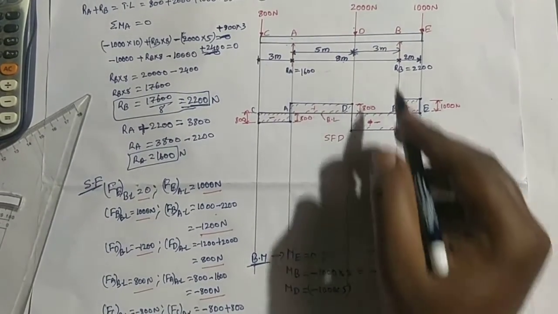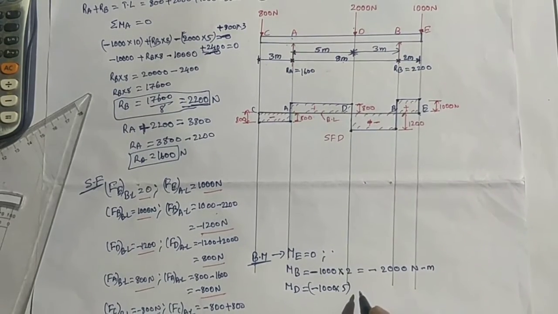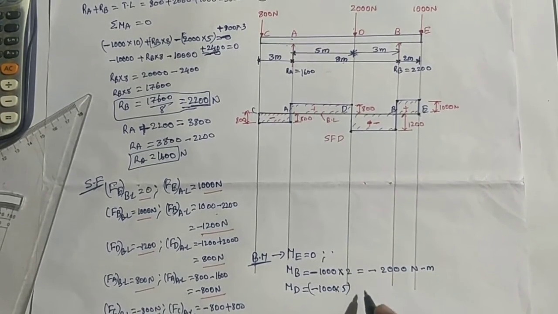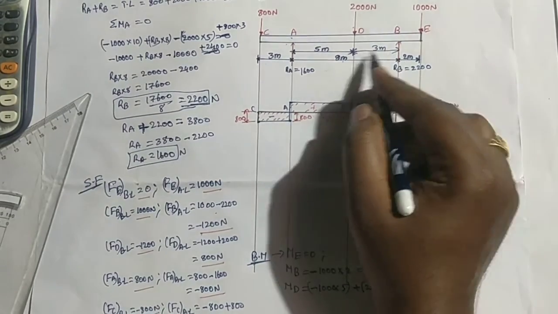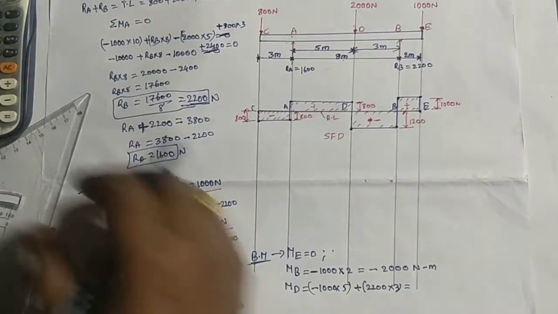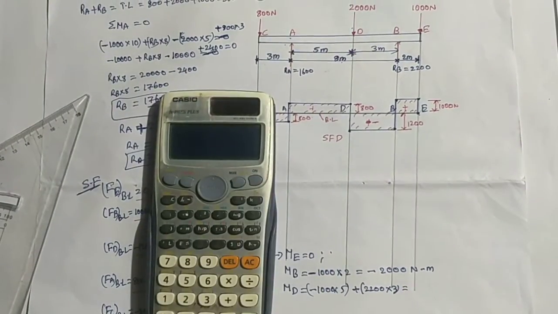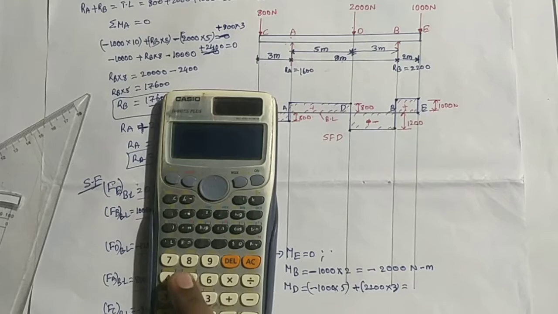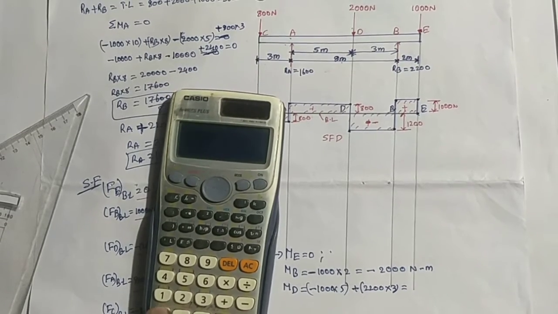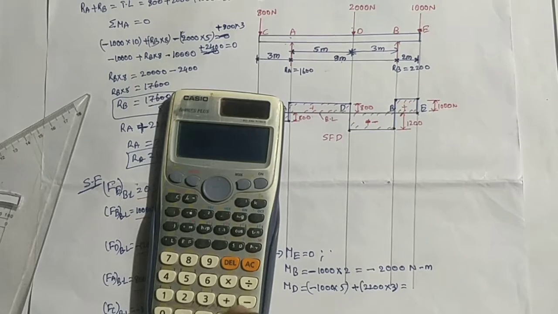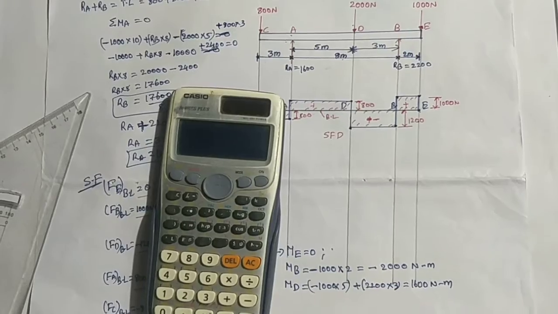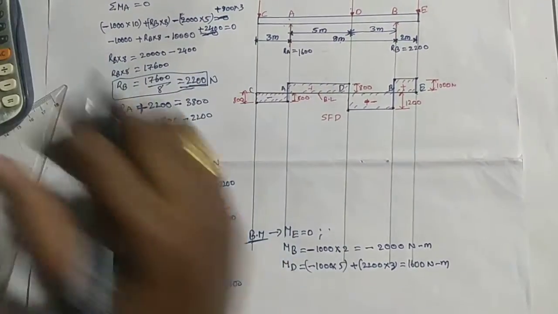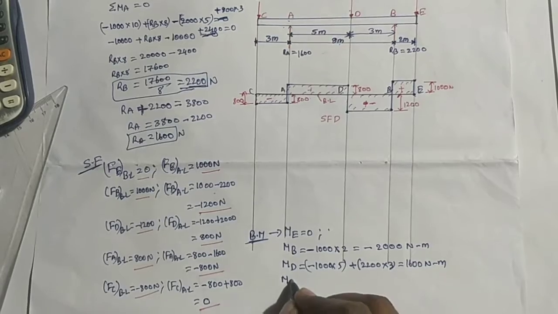Next, another load at point B is 2200 acting upward, so it is acting anti-clockwise and it is taken as positive. 2200 into the distance from this load to this point, which is 3. By simplifying this equation, minus 1000 into 5 plus 2200 into 3, the value is 1600 Newton meter at point D.